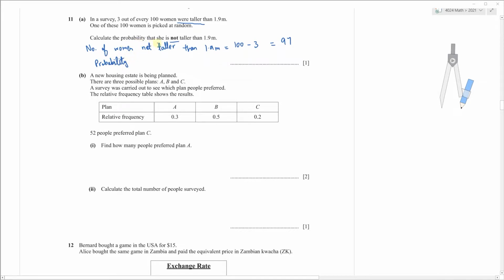So probability that if you pick a woman that she is not taller than 1.9 meter is number of women who are not taller than 1.9 meter, which is 97, divided by total number of women, which is 100. So this will be 0.97.